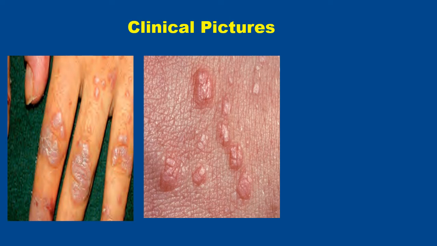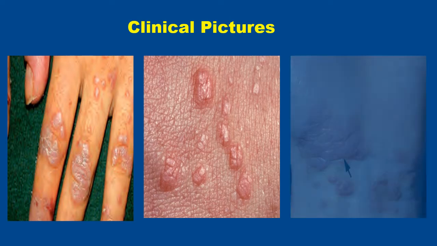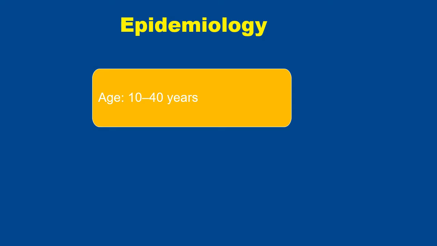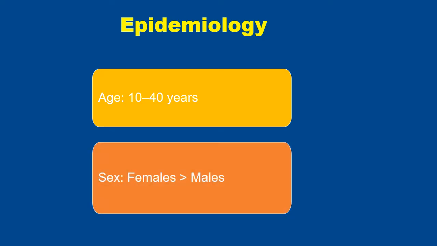The following are the clinical pictures showing the lesions of Lichen planus. Coming to the epidemiology of Lichen planus. It involves individuals in the age group of 10 to 40, that is, the adolescents and the middle age group. There is a sex preponderance of females more than males.